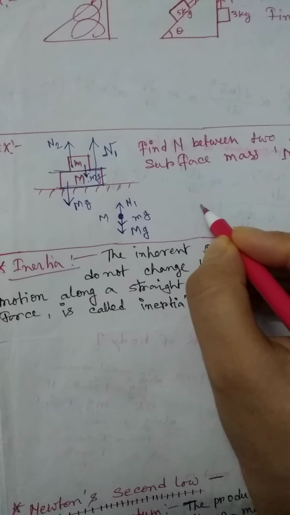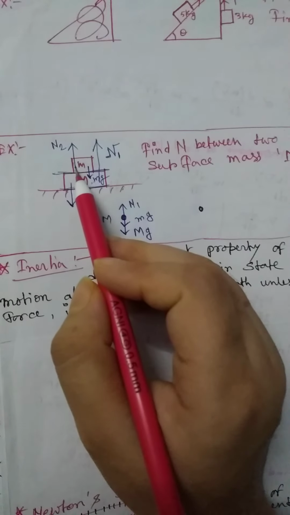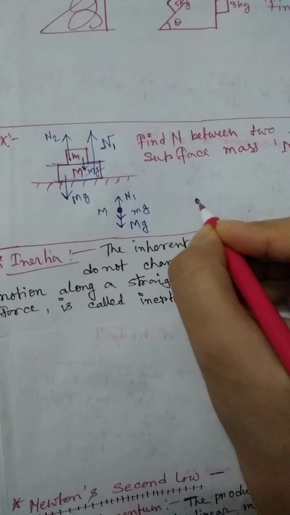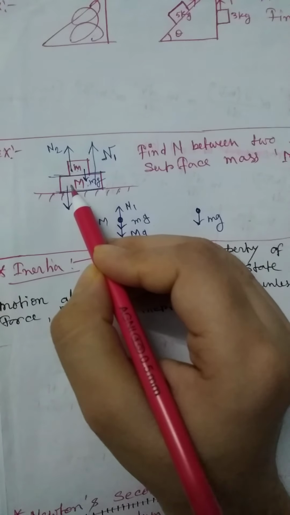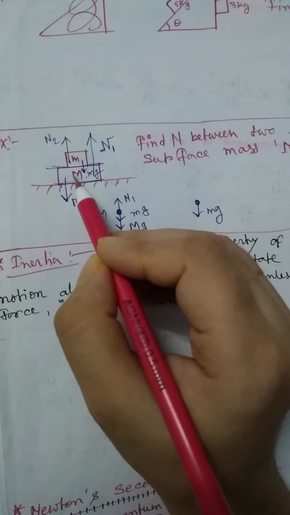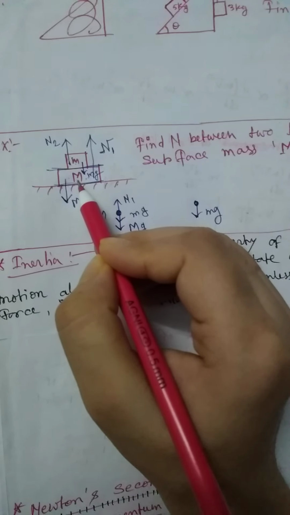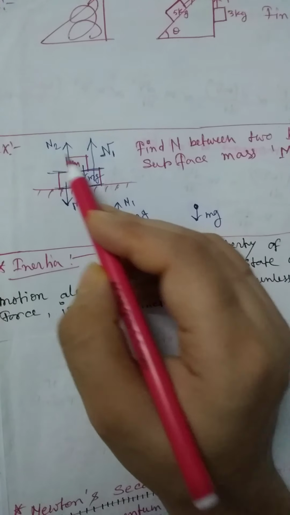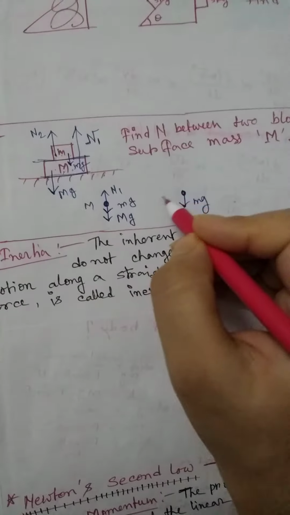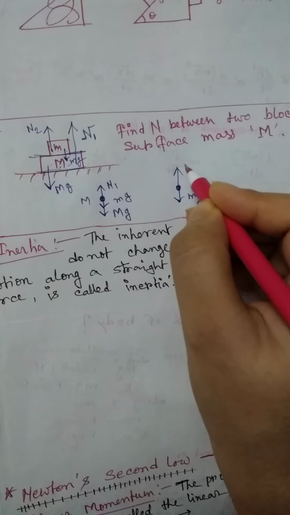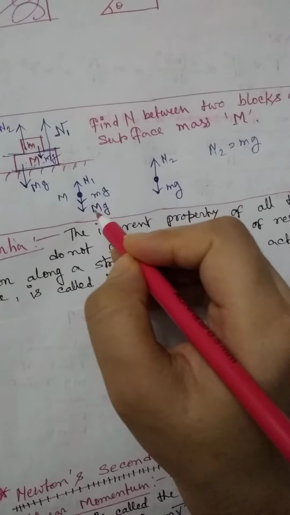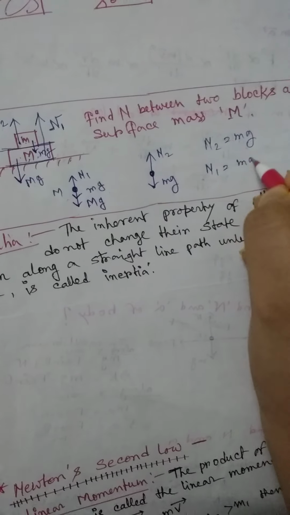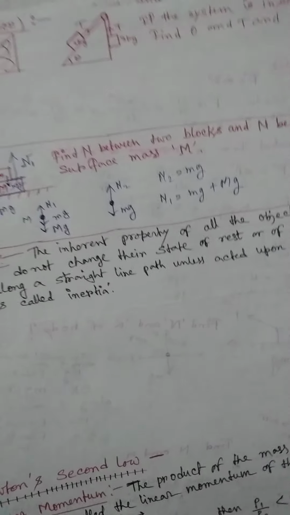And what about the free body diagram of small m body? Just look at here. The small m body also experiences gravitational force, which is small mg, and this body also experiences normal reaction along this direction, which is given by capital M body. Capital M body gives this normal reaction on small m body, which is N2. So if the two bodies are in equilibrium, that means N2 equals mg, and here N1 equals Mg plus mg.